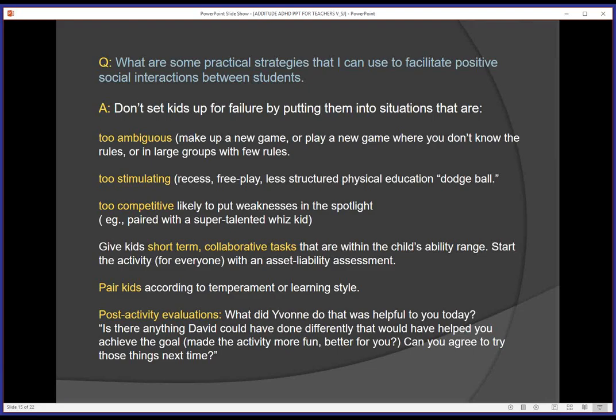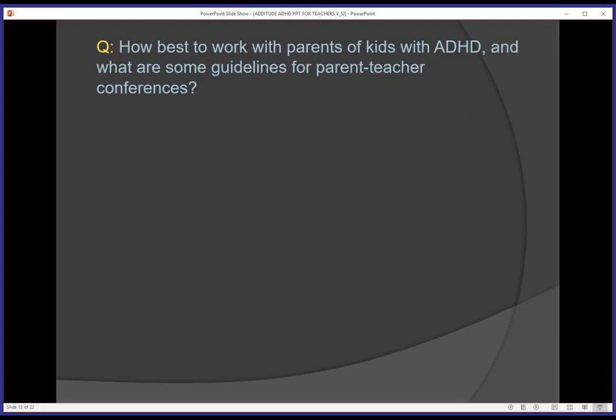After kids do an activity, help them evaluate it afterwards. Say things like this to them. What did Yvonne do that was helpful to you today? Or is there anything David could have done differently that would have helped you achieve the goal, would have made the activity more fun, would have made this whole thing better for you? Can you agree to try these things next time? Post-activity evaluations are a good way to have kids look back at what just happened, learn from it, and move that strategy forward to the next time.